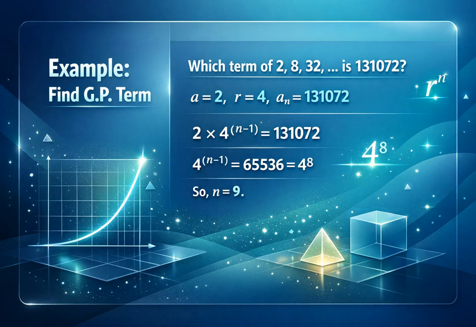Consider the sequence 2, 8, 32, ... Which term equals 131072? This is a GP with a = 2 and r = 4. We need n such that the nth term equals 131072. So 2 times 4^(n-1) = 131072. Dividing by 2, 4^(n-1) = 65,536, which is 4^8. Therefore, n - 1 = 8, so n = 9.